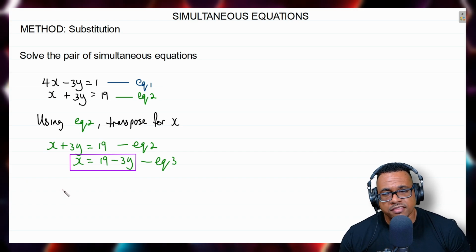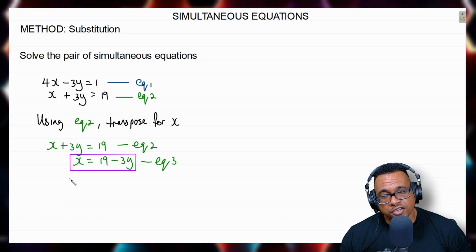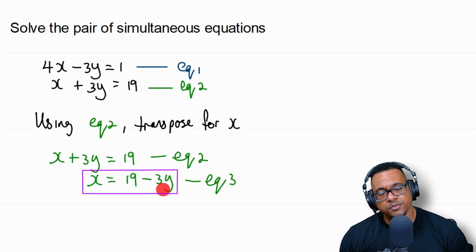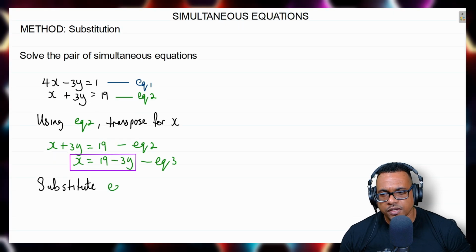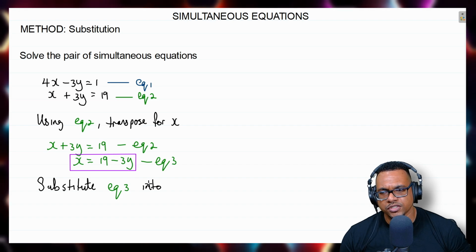Now, this is where the method gets the substitution name from. Because we used equation 2 to form equation 3, essentially these two are the same, so we are going to substitute equation 3 into equation 1. We cannot substitute equation 3 into equation 2 because we used 2 to form 3. Now, if I had used equation 1 to form equation 3, then equation 3 would have to go back into 2. But because I used equation 2 to form equation 3, it has to go back into 1. So essentially, I'm going to substitute equation 3 into equation 1.